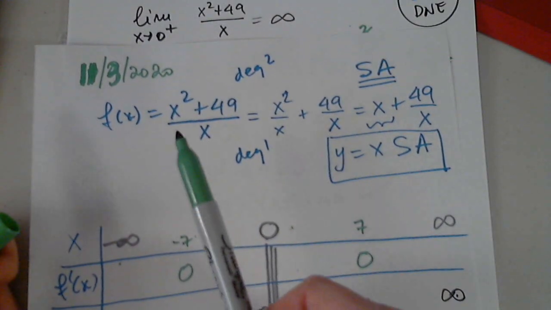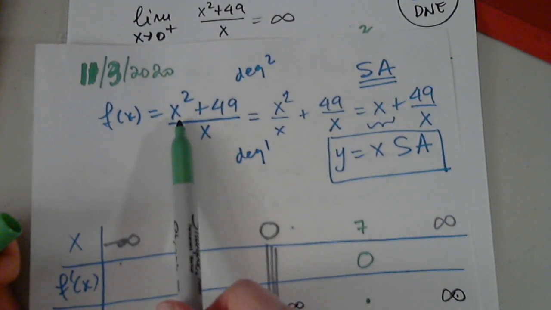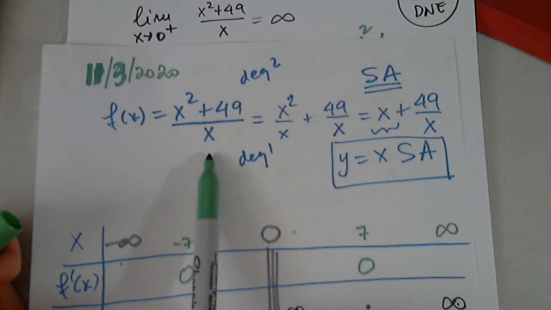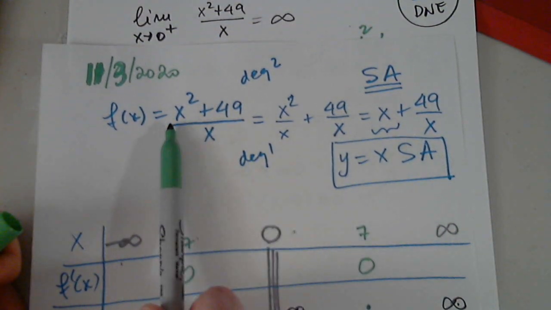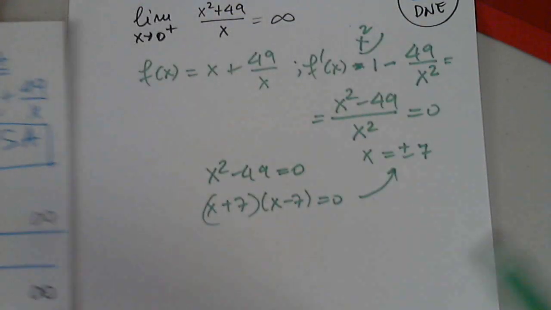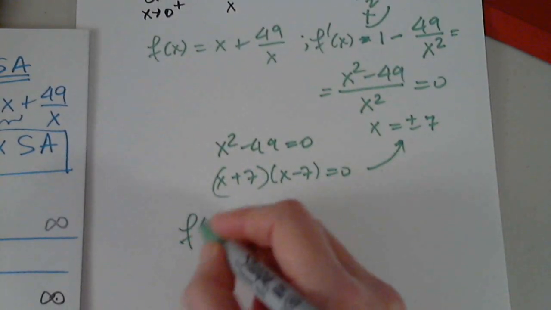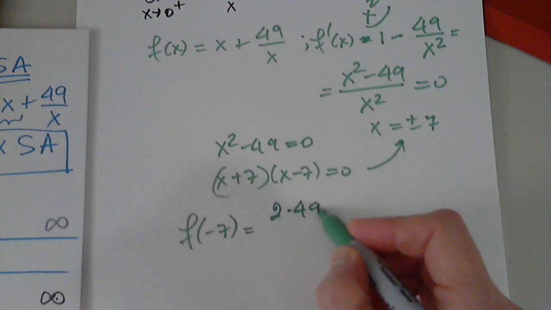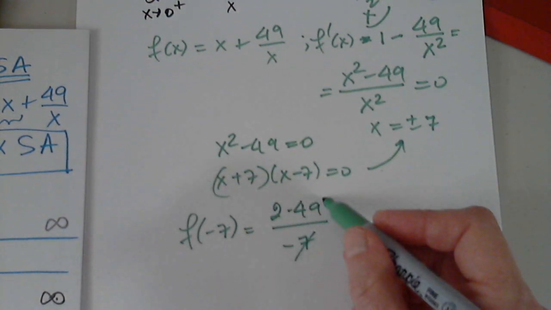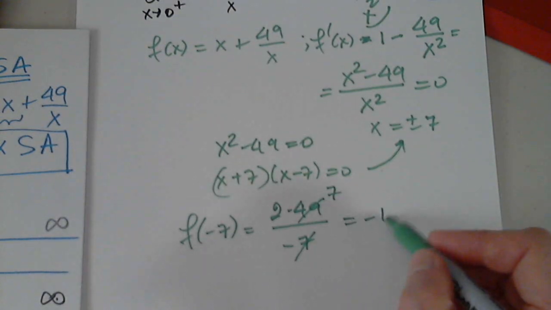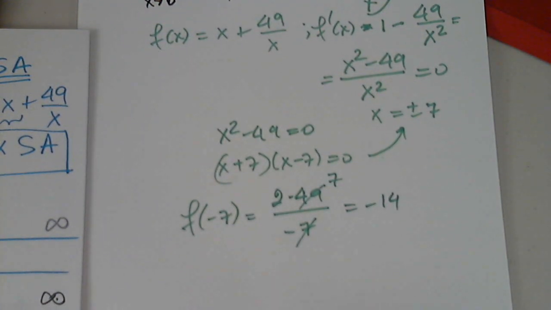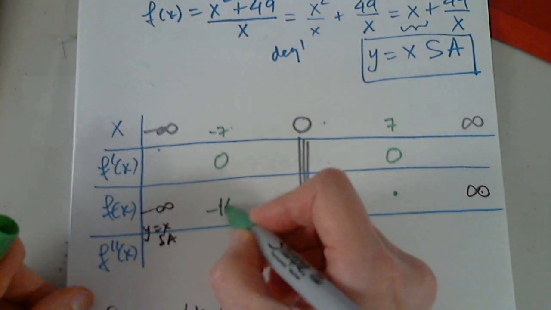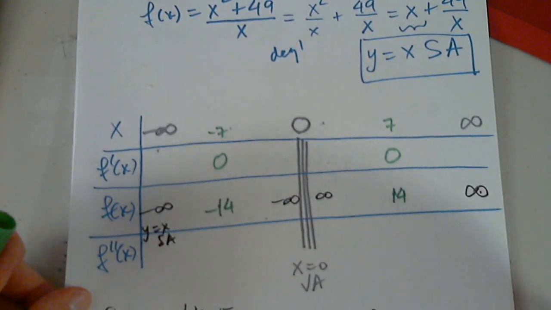So when I plug in negative 7, I have 49 plus 49 divided by negative 7. And when I plug in 7, I have 49 plus 49 divided by 7. So let's do that first. We can do this with the calculator, but I don't need to. So it's 2 times 49 divided by negative 7. Of course, I will simplify, and I get negative 14. And the other side will be 14. So negative 14 and positive 14.